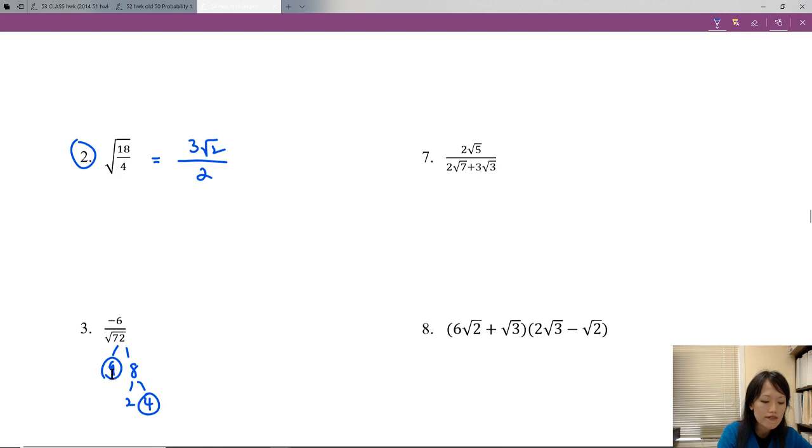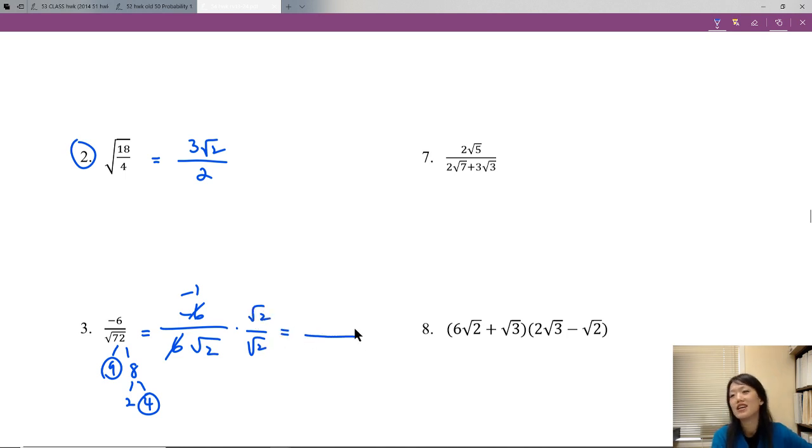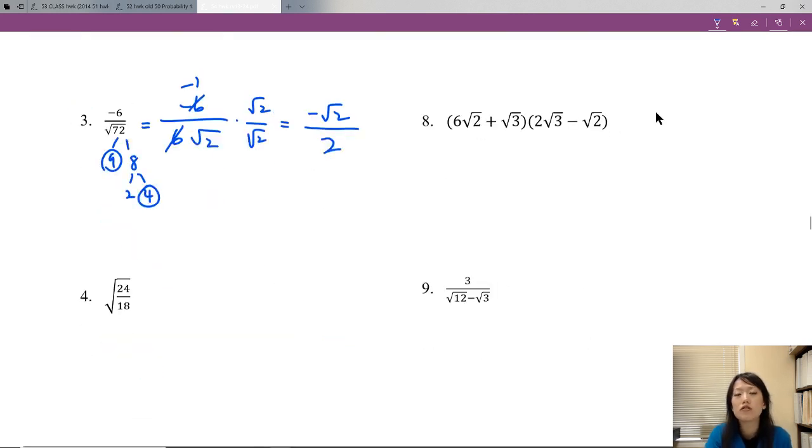Okay, so here we have 9 and 4. Take it out. 3 and 2 comes out, 6. Leave the 2. Then we can times root 2 times root 2. So it's negative root 2. All right, good. Next one, maybe the only difficult one in here. Number 8, that's not even that difficult. It's just a FOIL question.